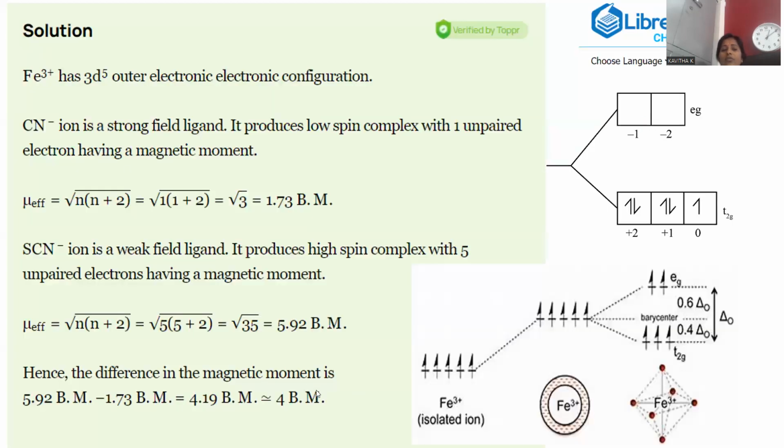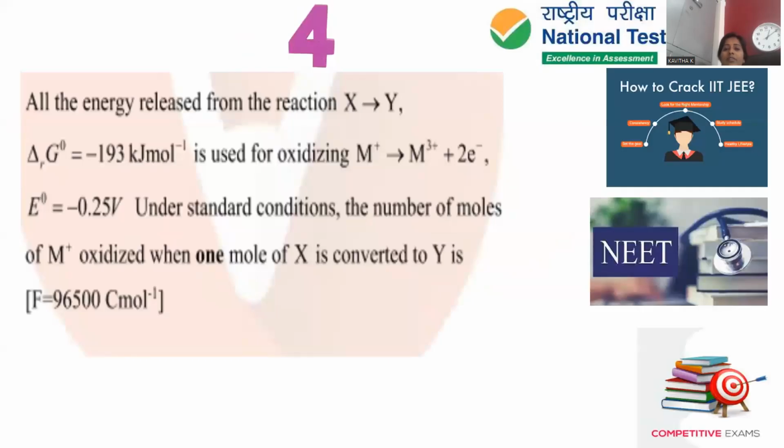This is the way we can go with the calculation, and this is how the electron distribution is described for this octahedral complex of iron 3+, which is a d5 electronic system. By this, we conclude question number 3. Let's move on to question number 4. It is also collected from 2000.